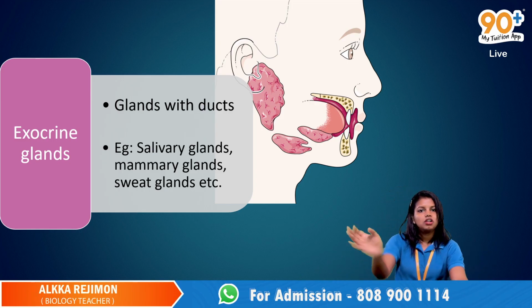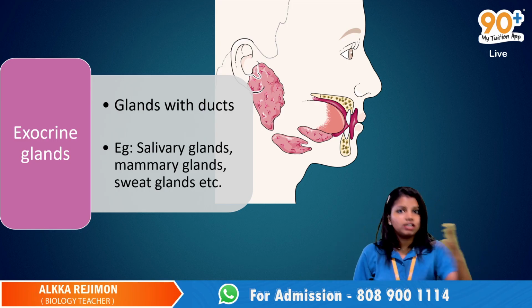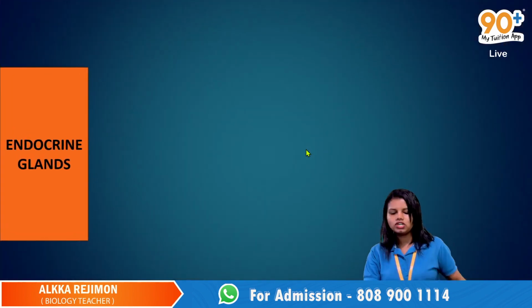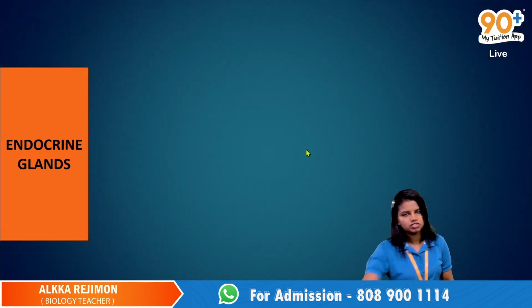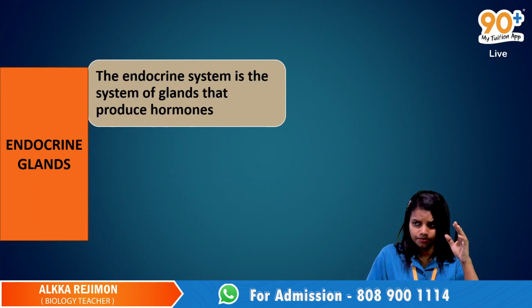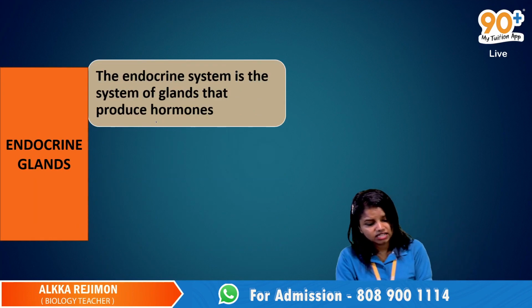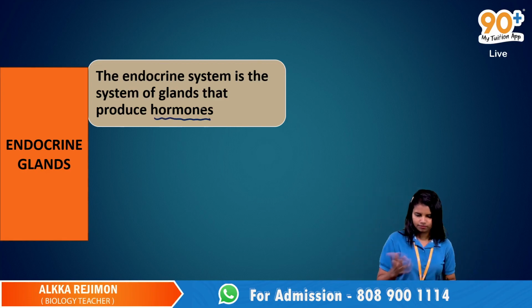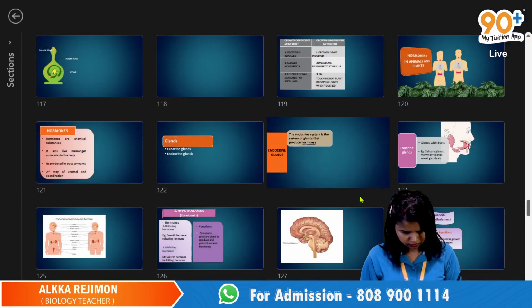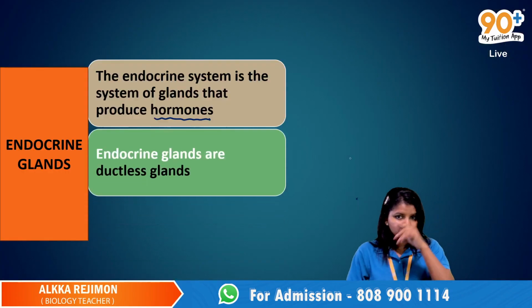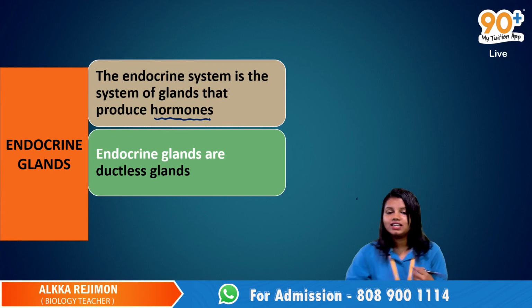So that is called the exocrine gland, and sweat gland is another such exocrine gland. And what we need to focus on is the endocrine glands that are present inside the body. The endocrine system is the system of glands which produce most of the important hormones in our body. So the endocrine glands are also the ductless glands.